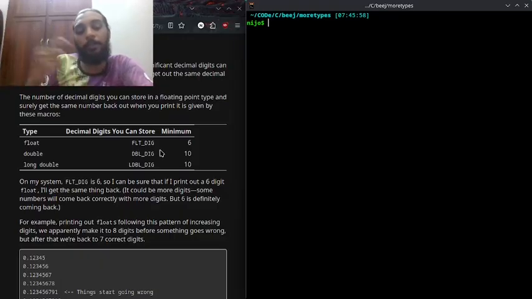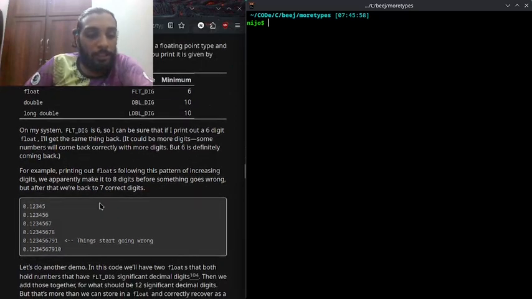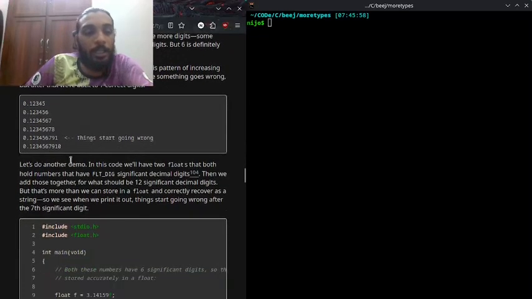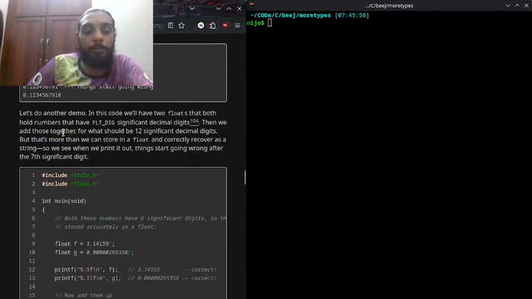For example, printing out floats following this pattern of increasing digits, we apparently make it to 8 digits before something goes wrong. But after that, we are back to 7 correct digits. As you can see, the digits 1 2 3 4 5 6 7 8 9 came back as something else, and when it reached around 7 digits, boom, it's gone.